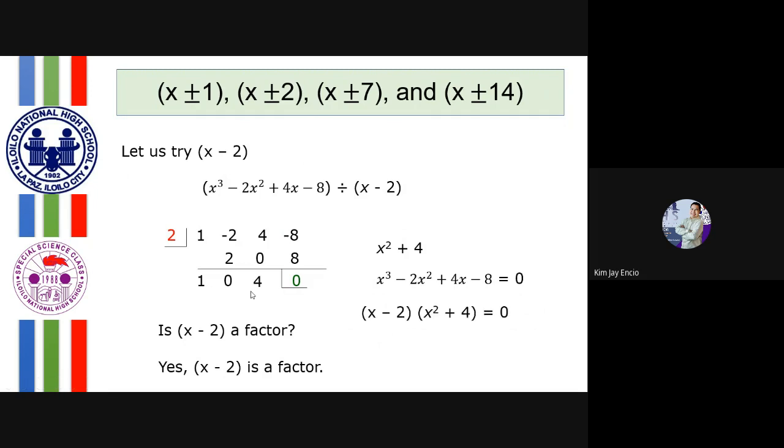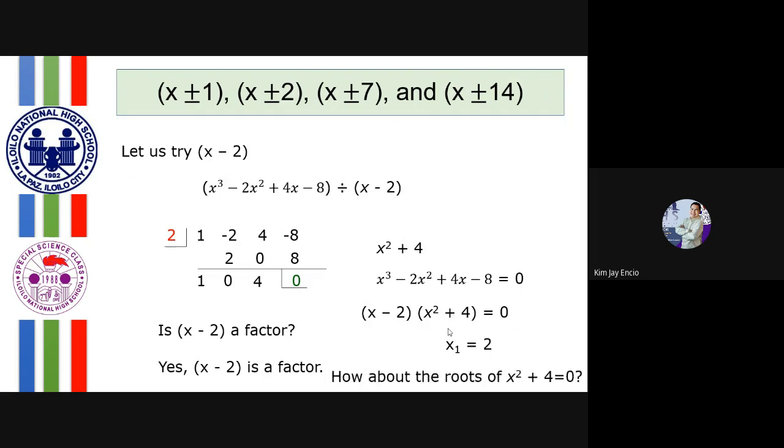Therefore, we know that x squared plus 4 is no longer factorable, right? Therefore, the given polynomial equals 0 could be factored as x minus 2 times the quantity x squared plus 4. We know that the first root is already 2 here because x minus 2 equals 0, or x is 2. But we know that x squared plus 4 is not factorable.